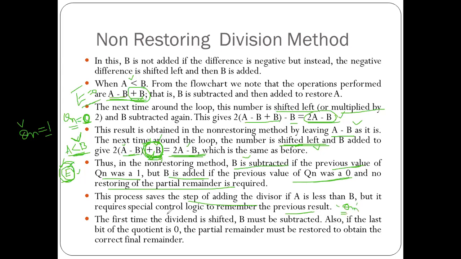What is the previous value of Qn with which we have to decide whether B needs to be added or subtracted. Okay. So the first time the dividend is shifted, B must be subtracted, which is always to be done initially. Also, if the last bit of the quotient is 0, because we are not restoring, at the end the partial remainder must be restored to obtain the correct final remainder. Okay. So let us see the flow chart.